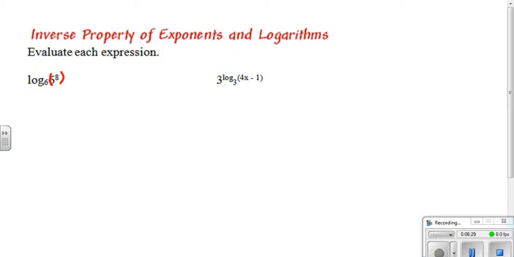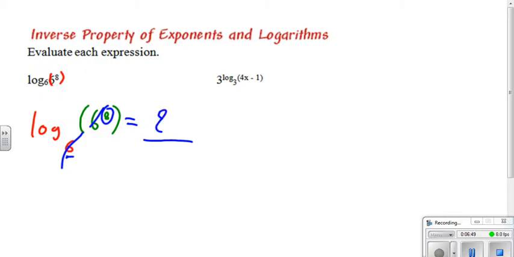So if we have log base 6 of 6 to the 8, what it's saying is, what power of 6 gives us 6 to the 8? Well, because we have 6 and 6, we can just cross those out. So we're left with 8. If we have 6 to the 8th power, that equals 6 to the 8th power. So in this case, our answer is 8.